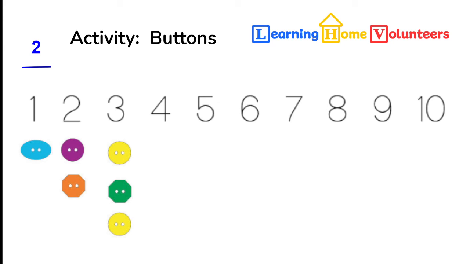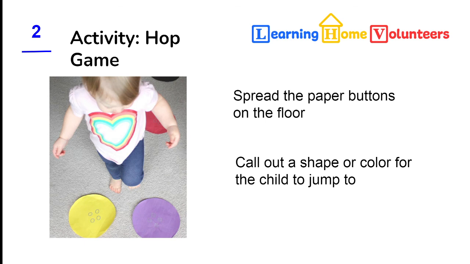In this slide, we see the number strip. Put the corresponding number of buttons that correspond to the print number on the strip. In other words, the number of buttons needed to make that number. So under the print number 1, we would put 1 button. In the accessories bag, you will find paper button shapes. Spread those buttons on the floor and use the shape cards from last week to call out the shape or the color for the child to go to. And have those kids jumping around.